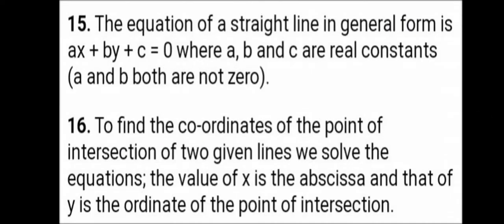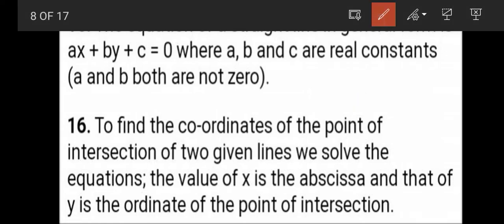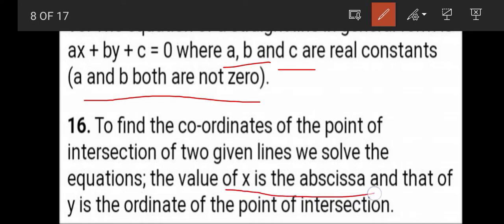Now next, the equation of a straight line in general form is given by ax plus by plus c equal to 0, where a, b and c are real constants. A and b both are non-zero here. The next is to find the coordinates of the point of intersection of two given lines. We first solve the equations. The value of x is the abscissa and that of y is the ordinate of the point of intersection.